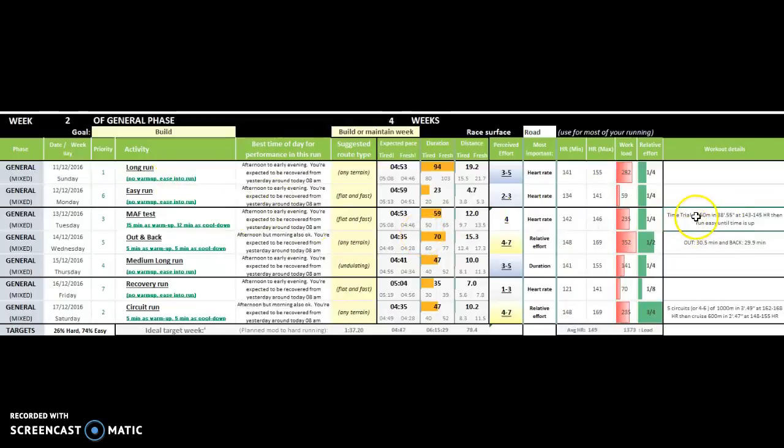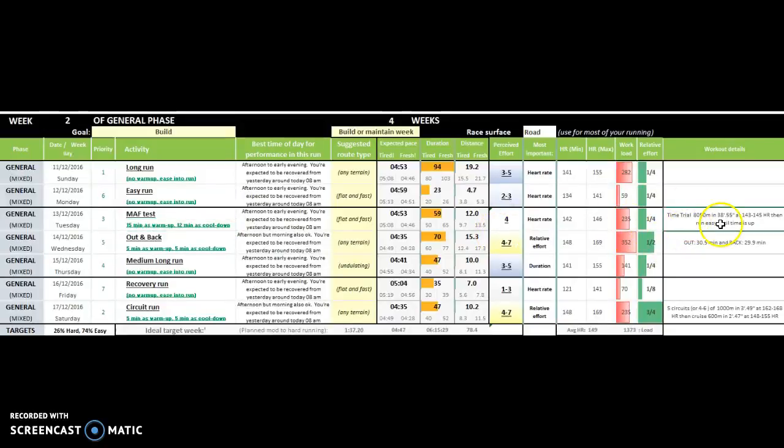So you can see here that the instructions in workout details, which is the furthest field on the right, say time trial of 8,050 meters in 38:55 at a heart rate of 143 to 145. So you can see it's much more accurate for the MAF test, the heart rate. And then you run easy after time is up. And you can also see out here, if you go to the workout, that this particular type of activity has a specific warm-up, and that's because the MAF test, as an example, only works if the body's properly warmed up. If you don't, then you don't get the right result.